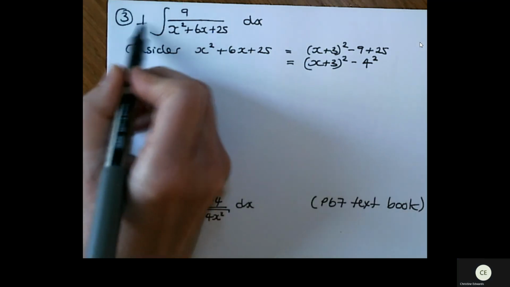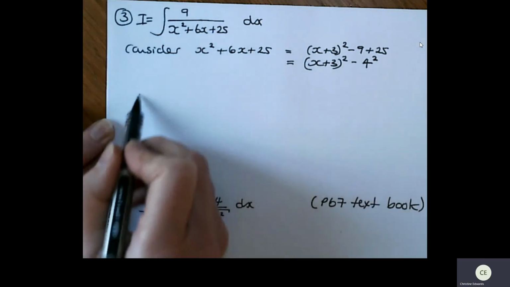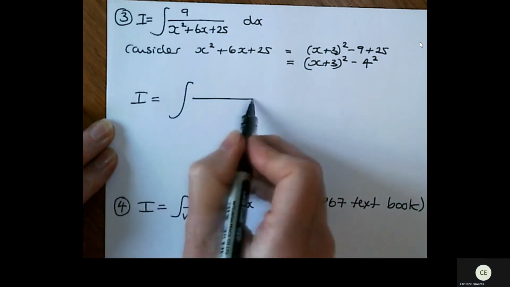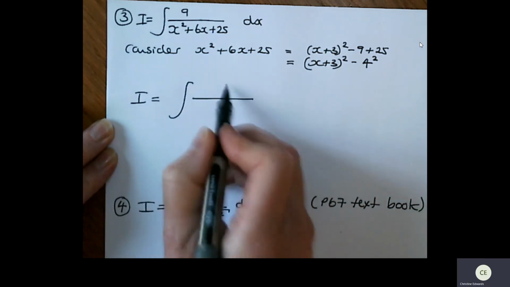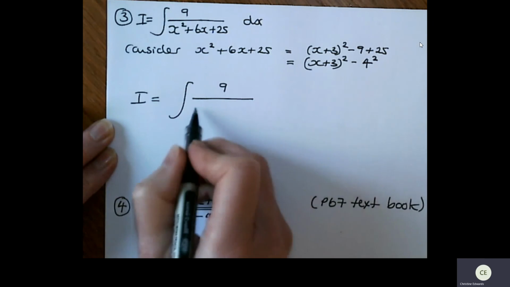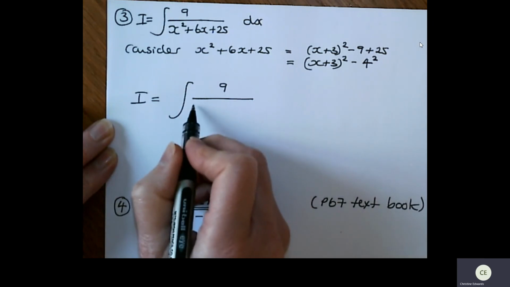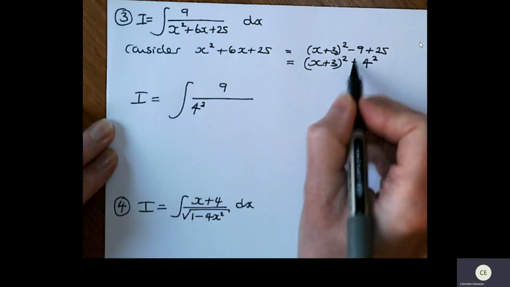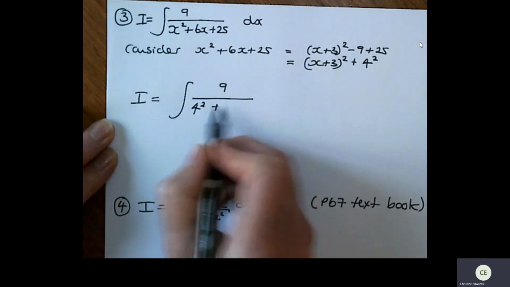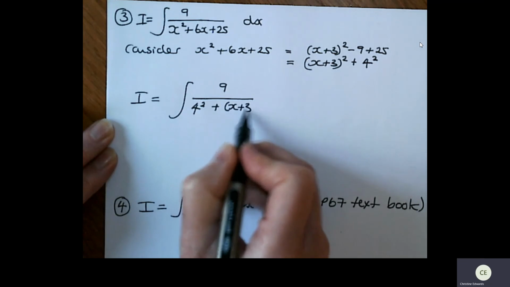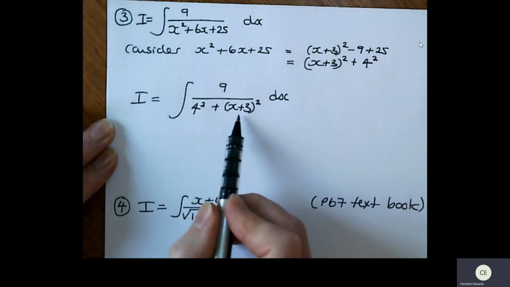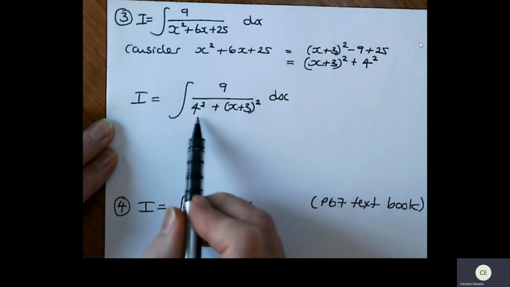Now let's put that back into the integration in a format. I'll call that I, so I equals 9 divided by 4 squared, sorry that's a plus there, isn't it, and x plus 3 squared, so that I have the x term here and I can compare easily to the formula book.